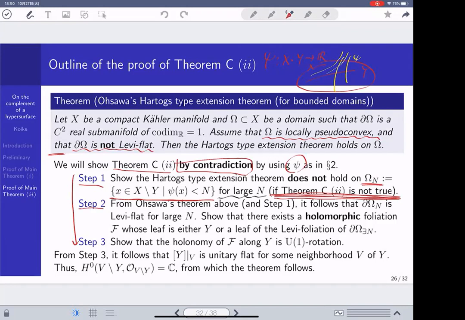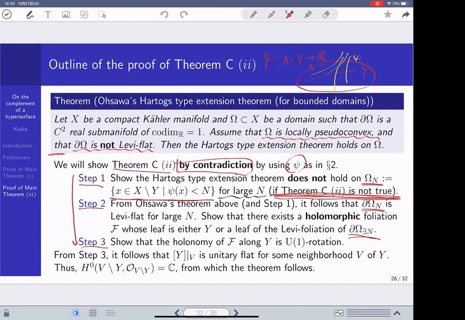Step 2: from Ohsawa's theorem above, it follows that the boundary of each Omega n is Levi flat for large n, because otherwise, by Ohsawa's theorem, Hartogs type extension holds. Then show that there exists a holomorphic foliation F on the neighborhood of Y, whose leaf is either Y or a leaf of the Levi foliation of this Levi flat. Step 3: show that the holonomy function of F along Y is a U(1) rotation.